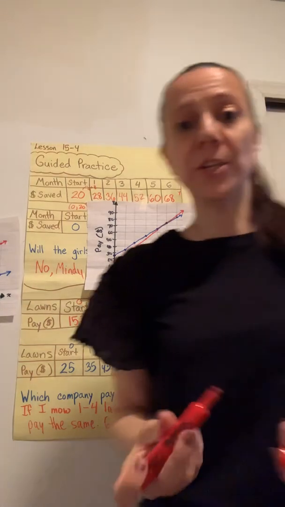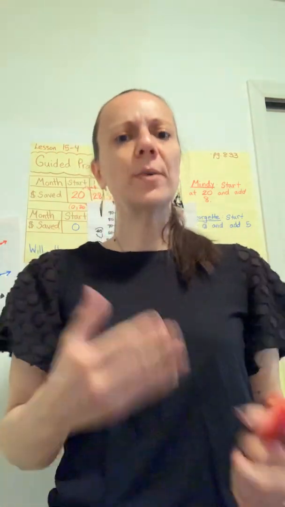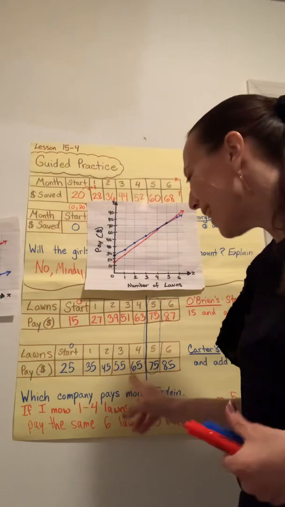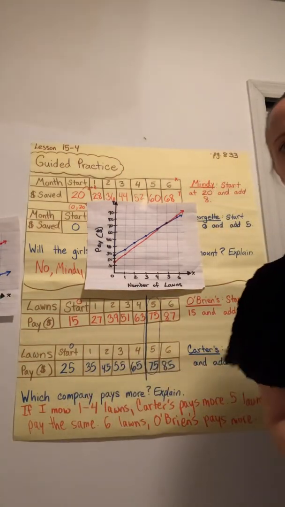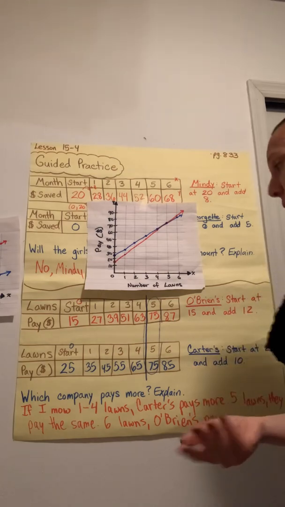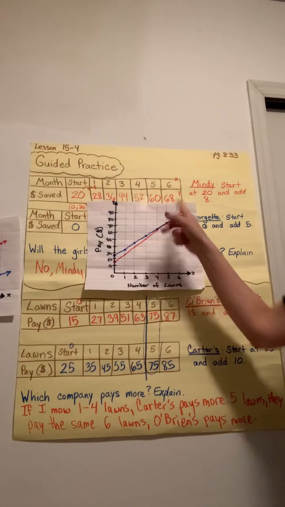Now, that's important information to know in the real world. If I was going to join one of these landscaping companies, knowing how much work I plan to do, I would want to know which one would pay me more. So it seems like, just as a real world explanation, gee, if I'm not going to mow too many lawns, I'd rather go with Carter's company. He'll pay me more. But if I'm going to mow a lot of lawns, now O'Brien is starting to make me more money. I wonder if that will continue.